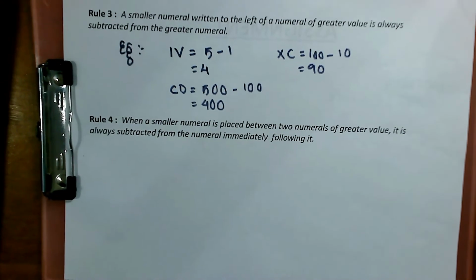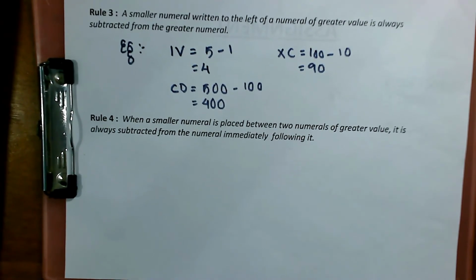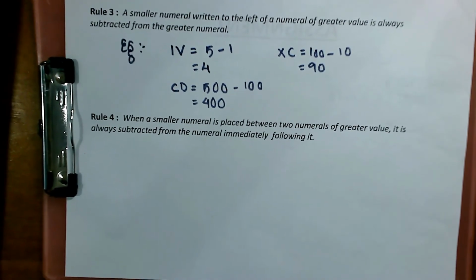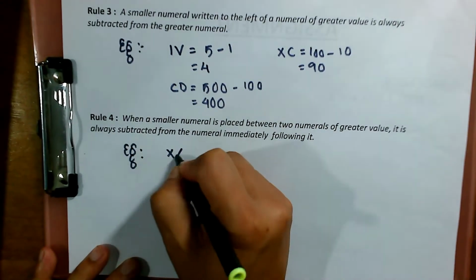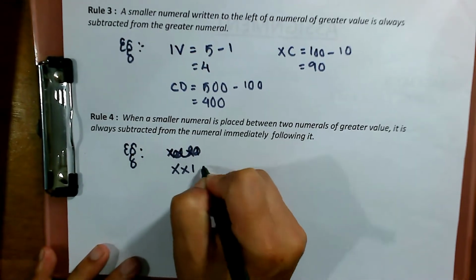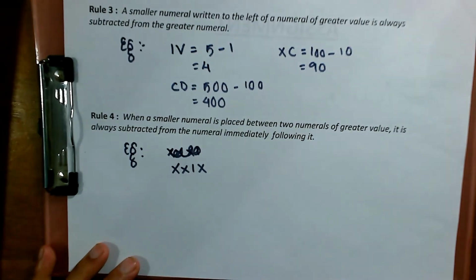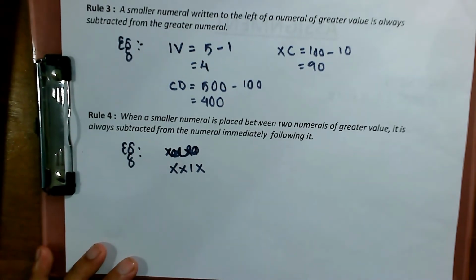And rule number 4, when a smaller numeral is placed between 2 numerals of greater value, it is always subtracted from the numeral value immediately following it. So example here, XXIX. So you will see that I is placed in between 2 X's. So what we are going to do is we have to follow the rule, and it has to be subtracted from the numeral immediately following it.